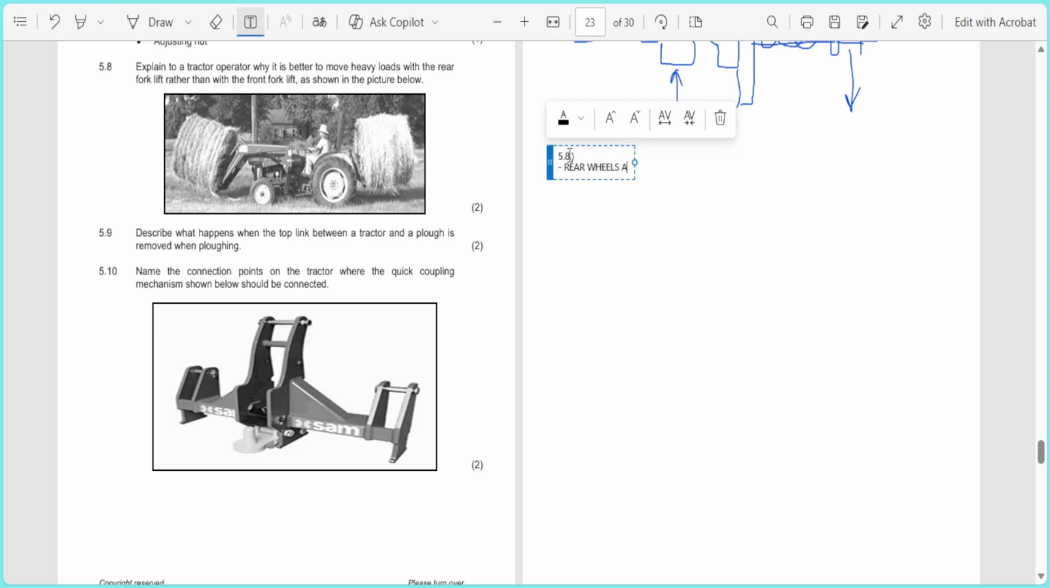The rear wheels on tractors are larger, heavier, and designed to carry loads.